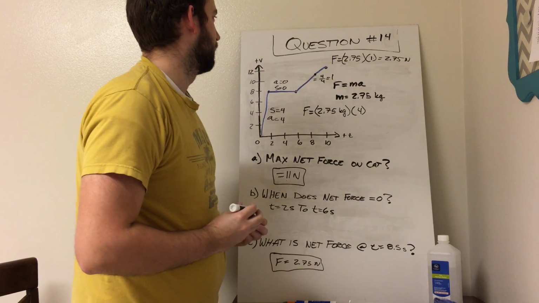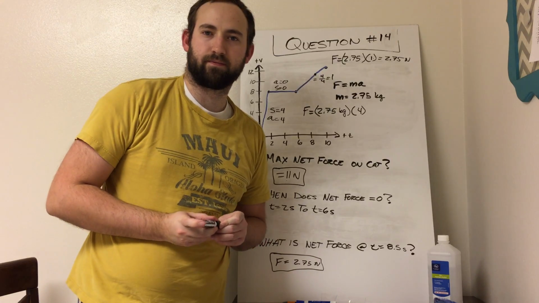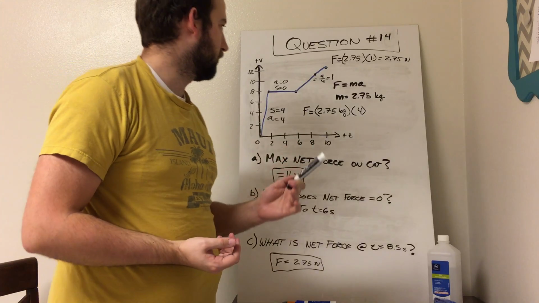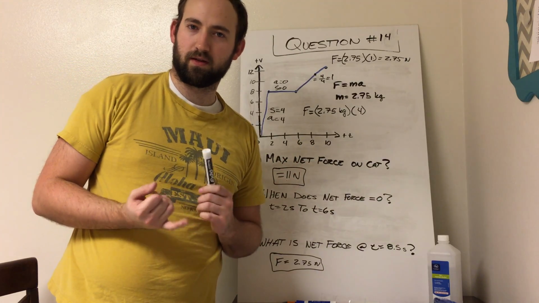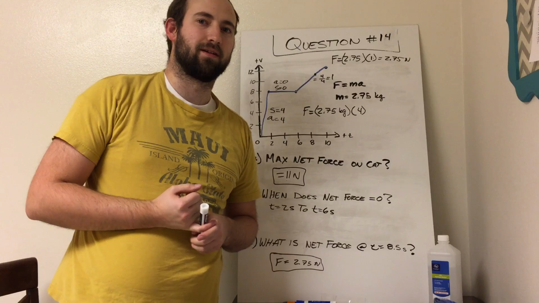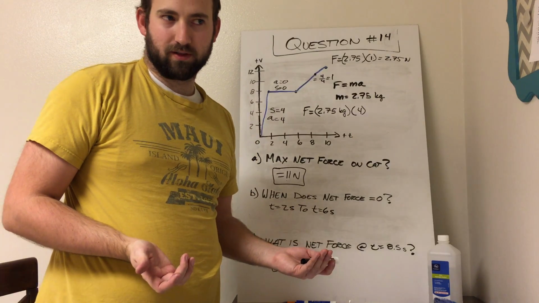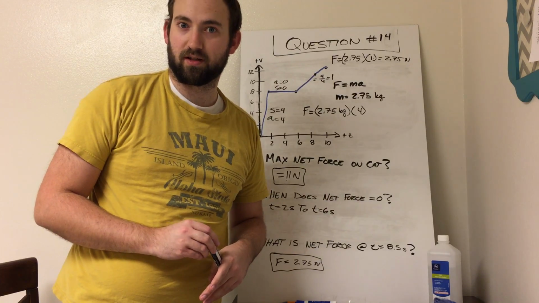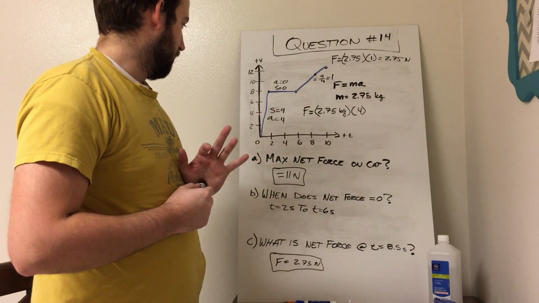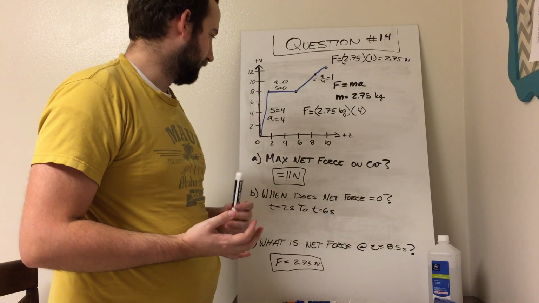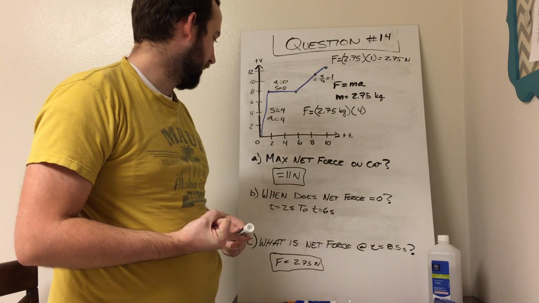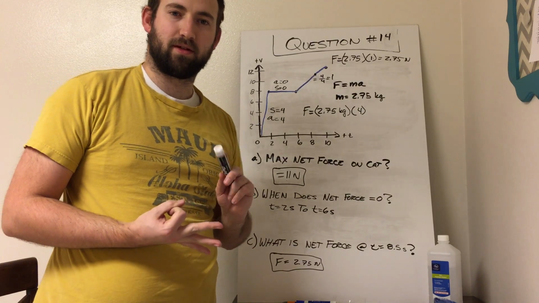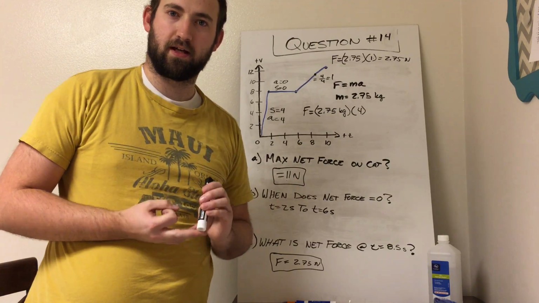Just as a little reminder, when you're dealing with a velocity versus time graph and dealing with force, remember to always look at the slope of your line. If you're dealing with an acceleration versus time graph, you would just look at what the acceleration is during that time. But in this problem, we were able to find the max net force. We were able to find when the force equals 0. And we were also able to find the force at a given point.